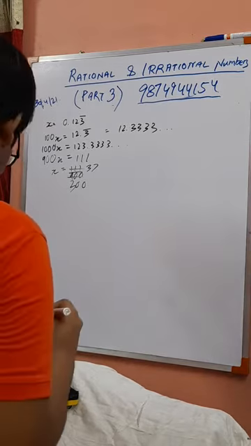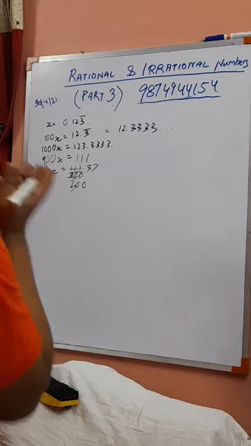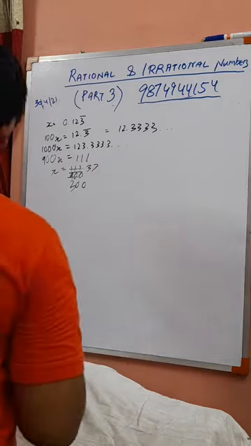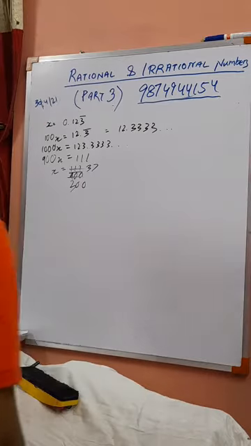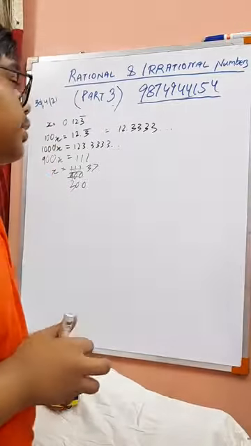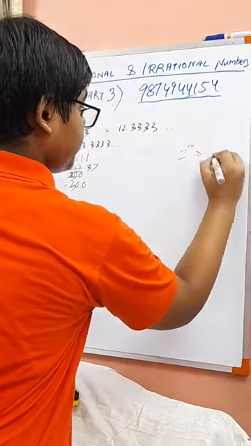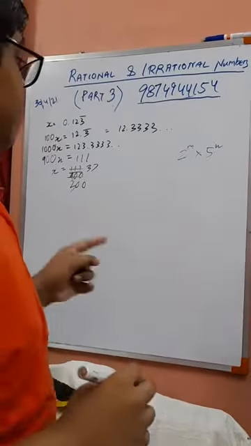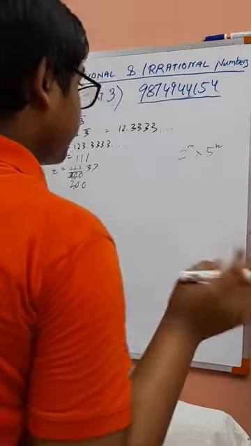Now the next sum would be to find out the decimal expansion of some numbers. First, the theory: to check whether a rational number is terminating or not, the denominator should be in the form of 2 to the power m into 5 to the power n, where m and n are whole numbers. m can be 0 or any number above that, and n can be 0 or any number above that.